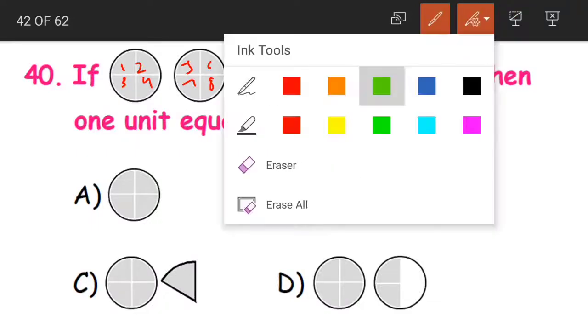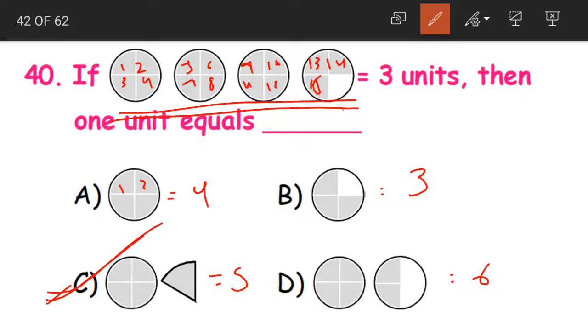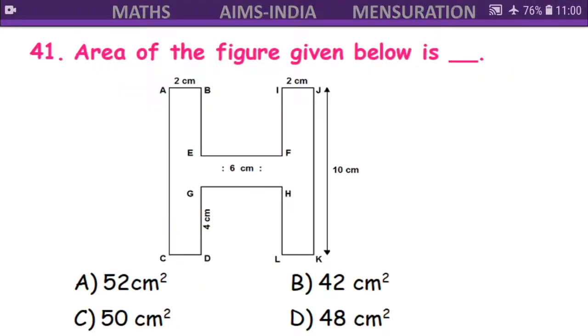Now let us look at the options. Which has 5 shaded parts? This has only 4, this has 3, this has 6 and this has 5 parts. So which is the correct answer, children? Option C. Yes, here 15 shaded parts are equal to 3 units. Then 1 unit equals 5 shaded parts, that is option C.